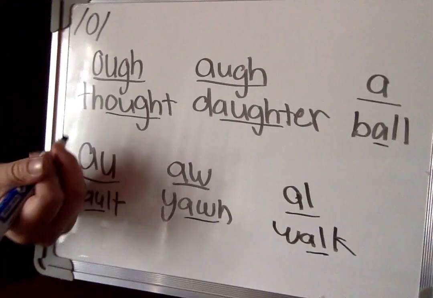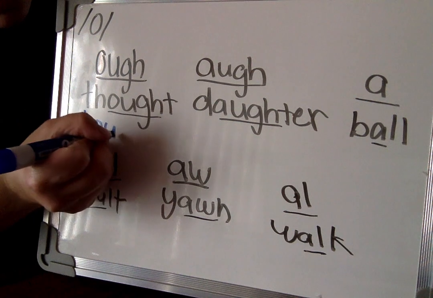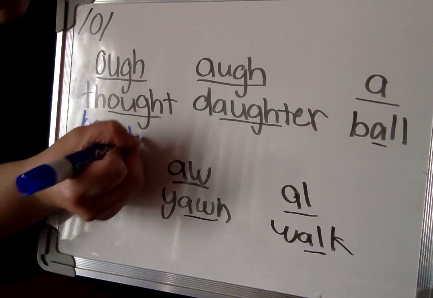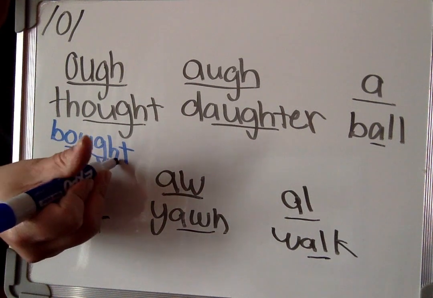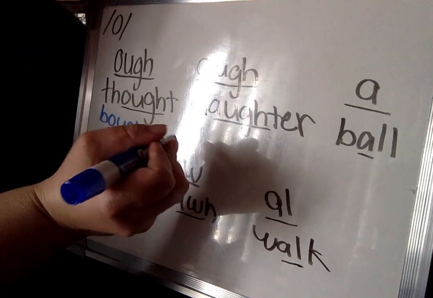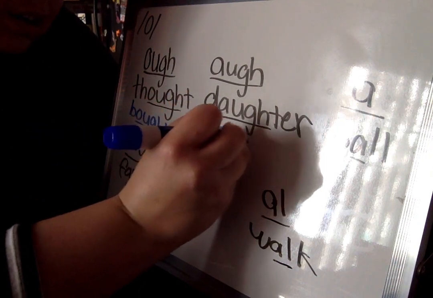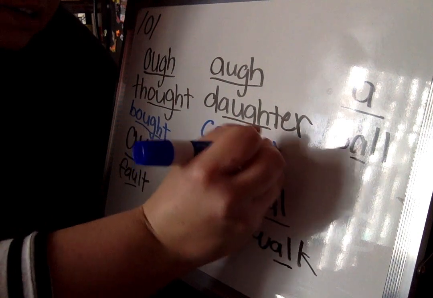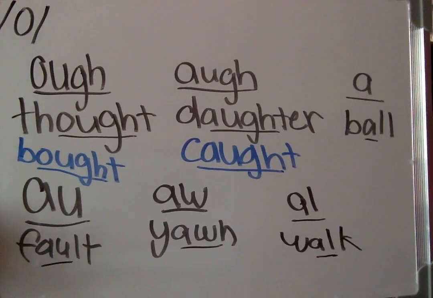So for O-U-G-H, another example would be bought. Like I bought something at the store. For A-U-G-H, caught. Like I caught a fish. Got you that A-U-G-H in there.